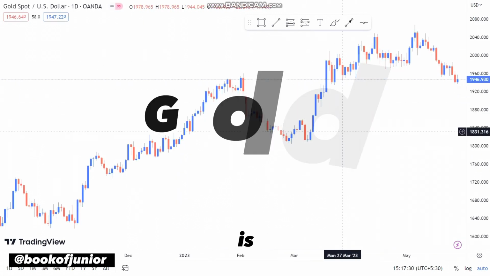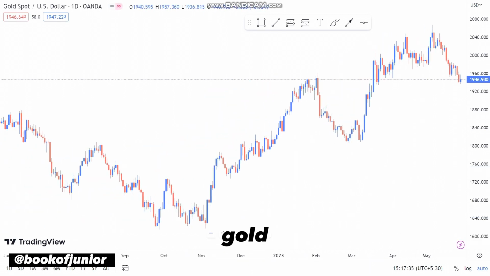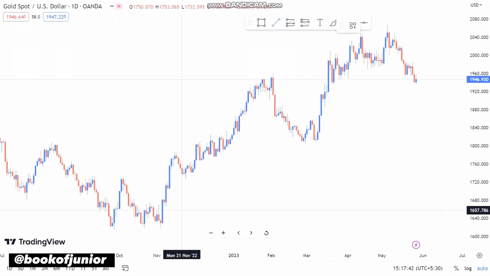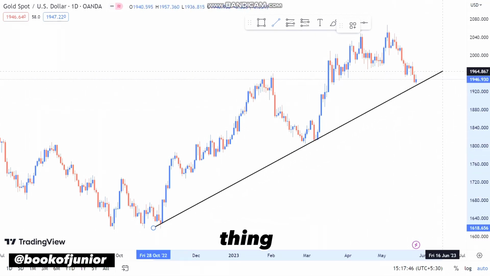So traders, our next pair is gold. But even before I say anything, this is our daily time frame, and you can see gold literally looks just the same as our Euro USD. So I like to trade gold and Euro USD. As you can see, they have literally similar structure.